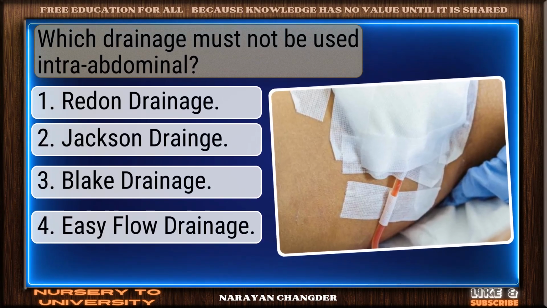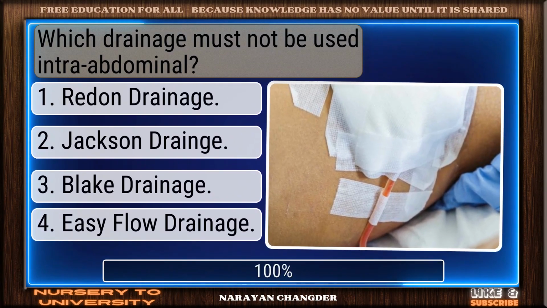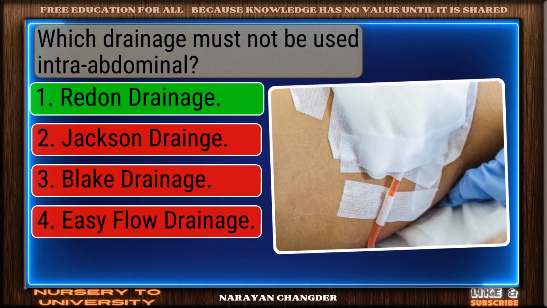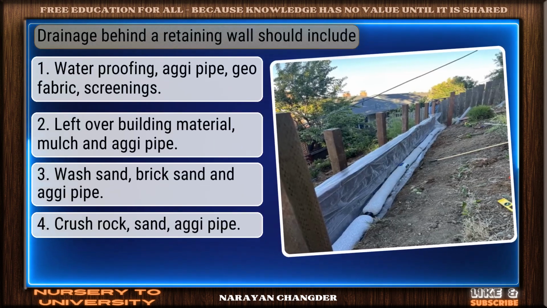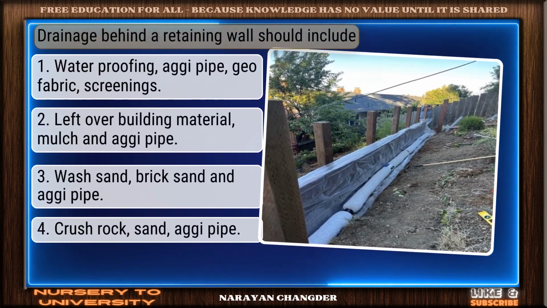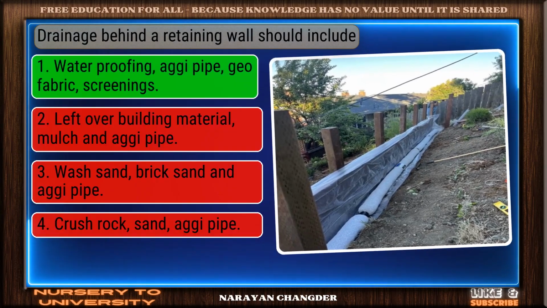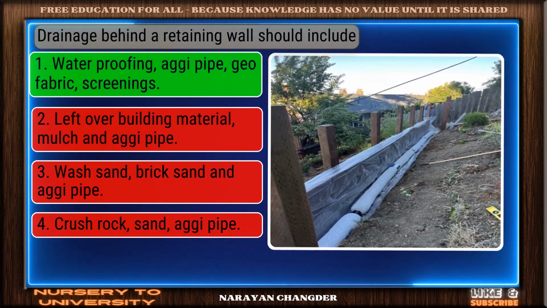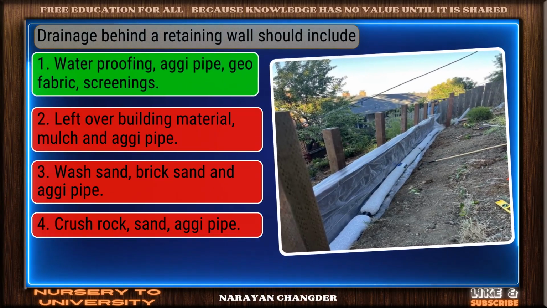Which drainage must not be used intra-abdominal? Well reasoned. Redon drainage is the correct choice. Drainage behind a retaining wall should include. Right again. Waterproofing, ag pipe, geofabric, screenings is a valid answer.